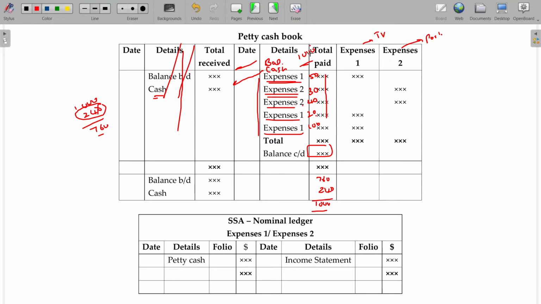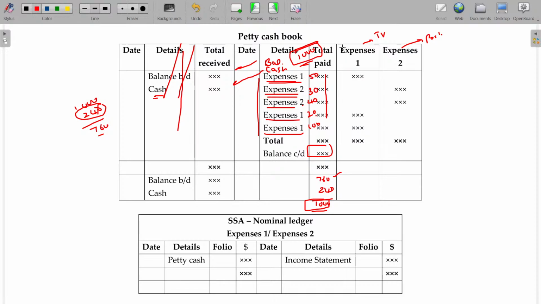You start with 1,000. By the end, after spending, you reduce your balance to 760. You make it equal to 1,000 again. How? The amount that is spent, you can get from the cashier. So every period beginning, you have a constant number. That constant number you have to maintain under the imprest system. This is called the imprest system. Is that okay?